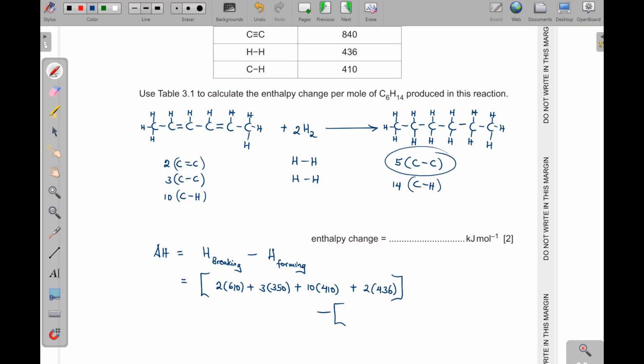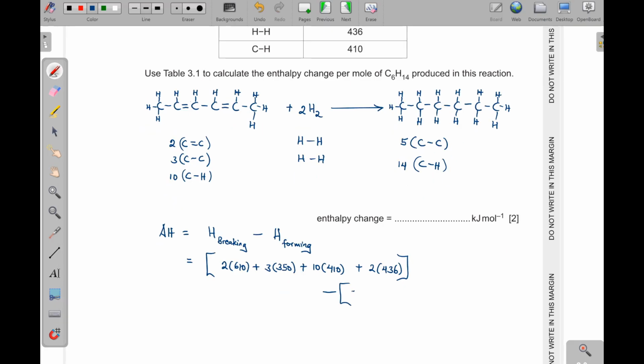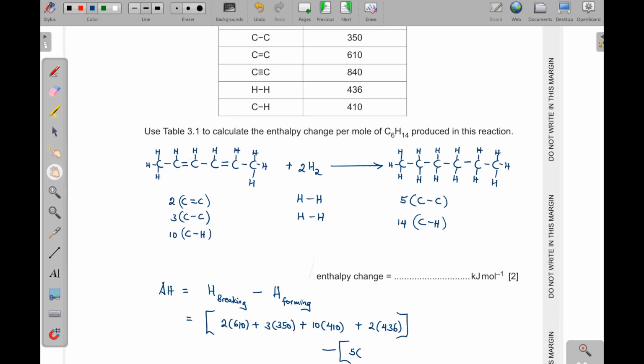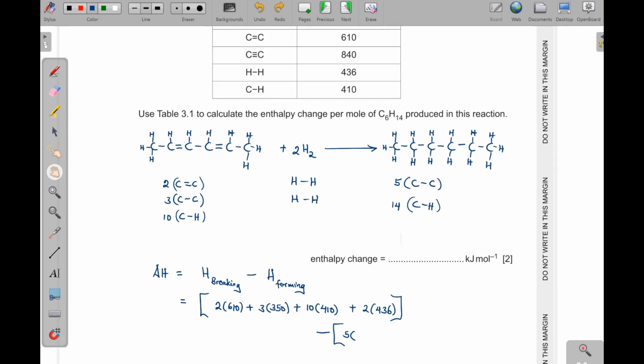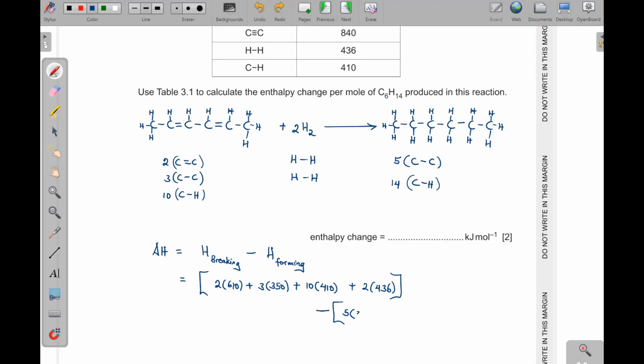Here we are seeing 5 carbon to carbon. So I'll have 5 times, but carbon to carbon here, we can see the bond energy is what? 350. So I'll put 350 here. Then plus 14 carbon to hydrogen, 14. Carbon to hydrogen is 410. Okay. Then what is the total energy for breaking the bonds here?